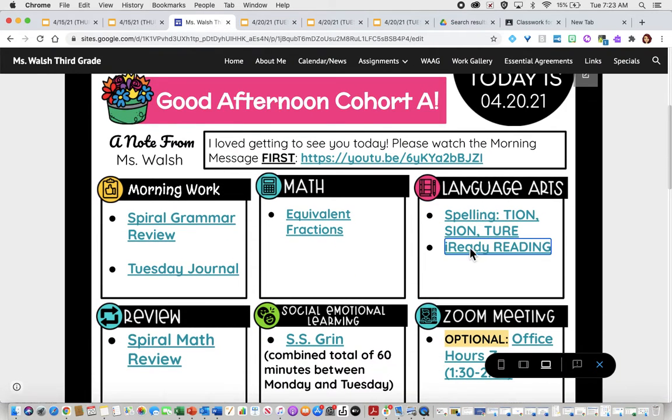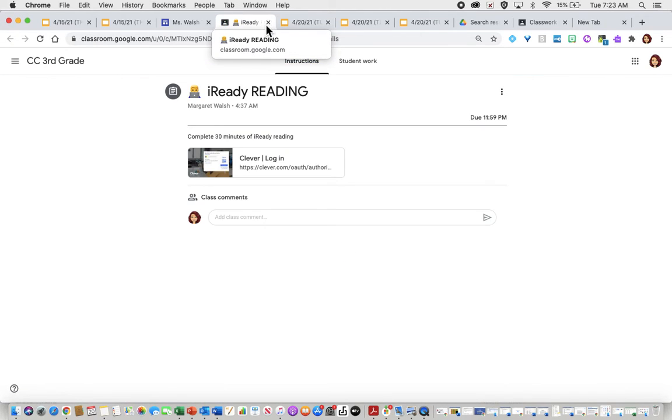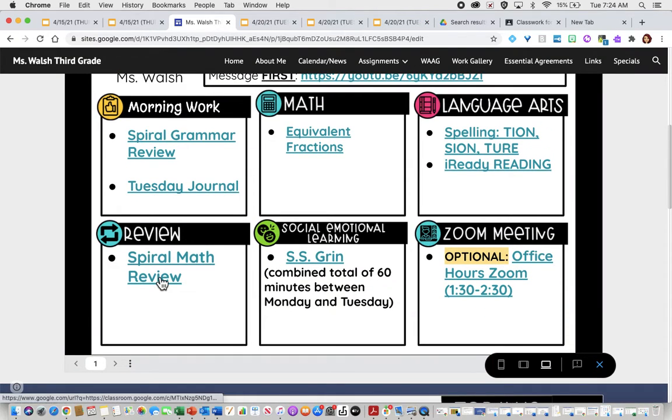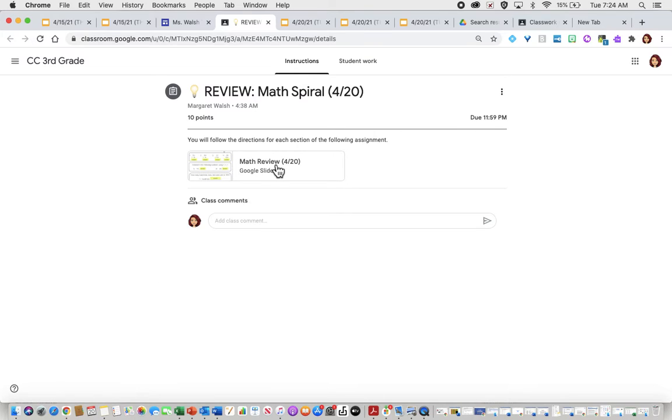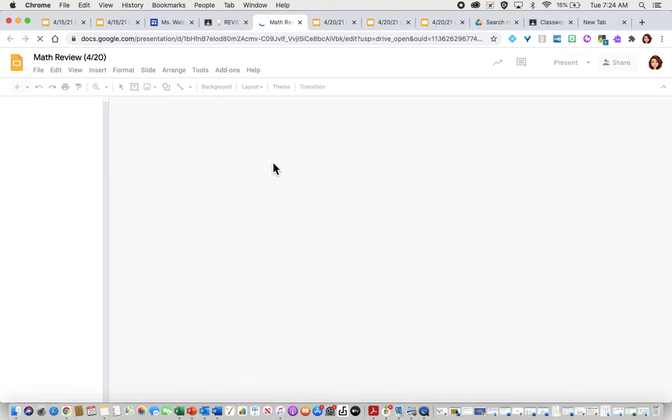Then you'll have 30 minutes of iReady reading. Go ahead, complete that. After you finish the 30 minutes of iReady reading, you're going to do your spiral math review. Again, this is just quick review to discuss the things that we have been looking at since the beginning of the school year.